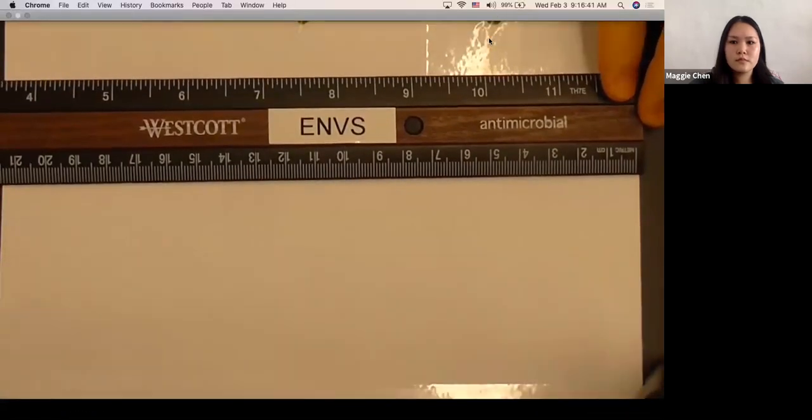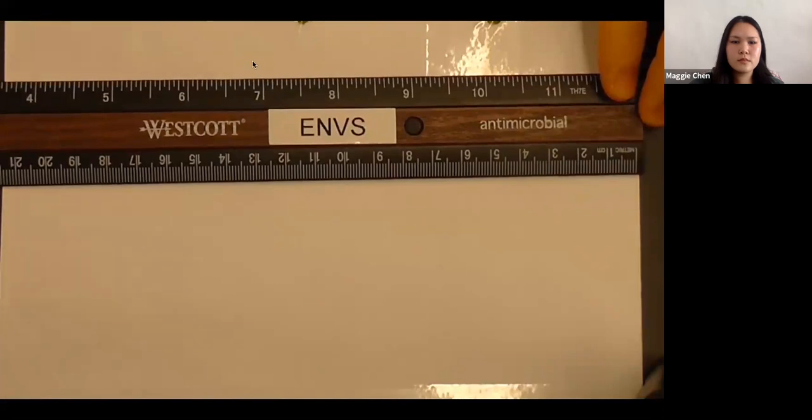Here is our standard ruler. On one side, it measures English units in inches.